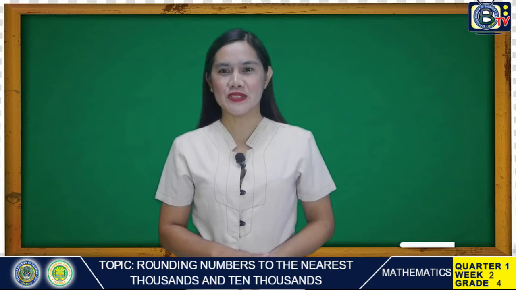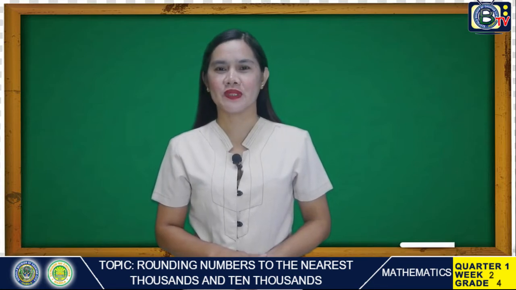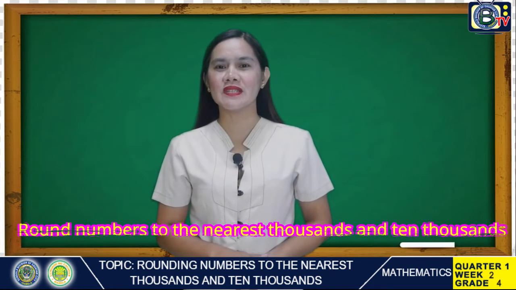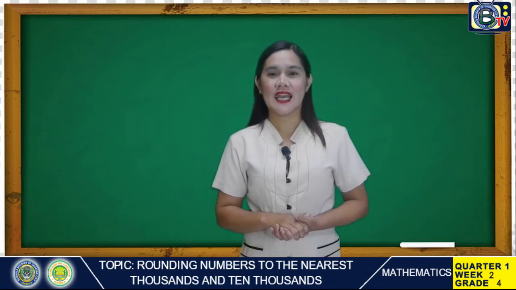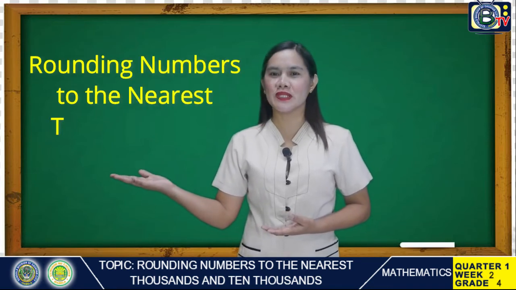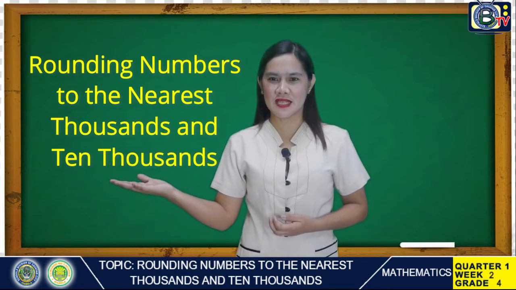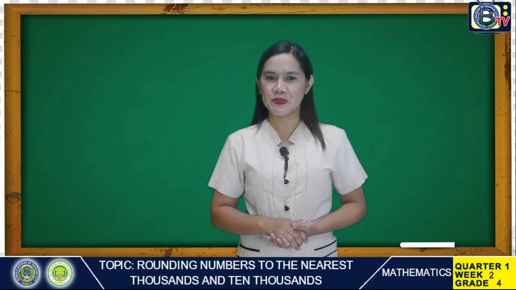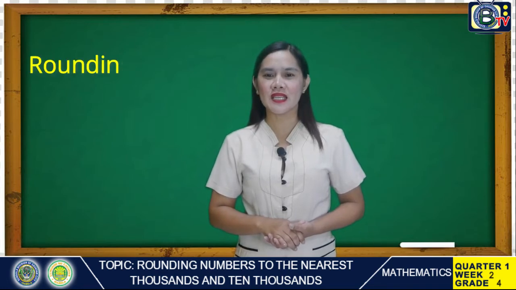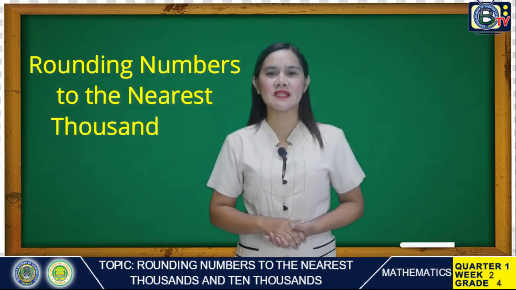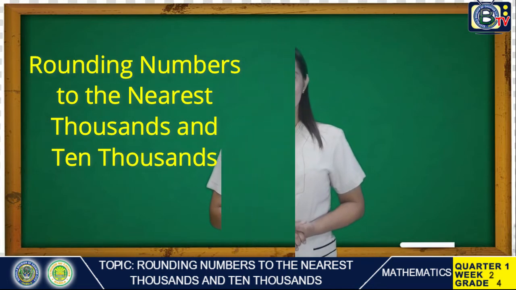After the discussion, you are expected to round numbers to the nearest thousands and 10,000s. At this point, please get your module for the lesson, Rounding Numbers to the Nearest Thousands and 10,000s. I repeat, our lesson for today is rounding numbers to the nearest thousands and 10,000s.